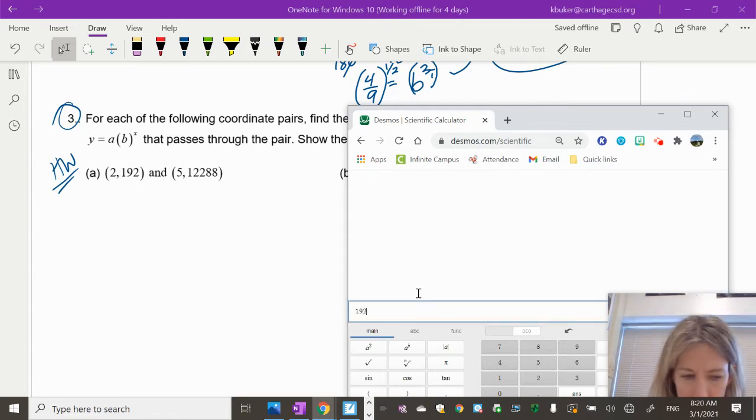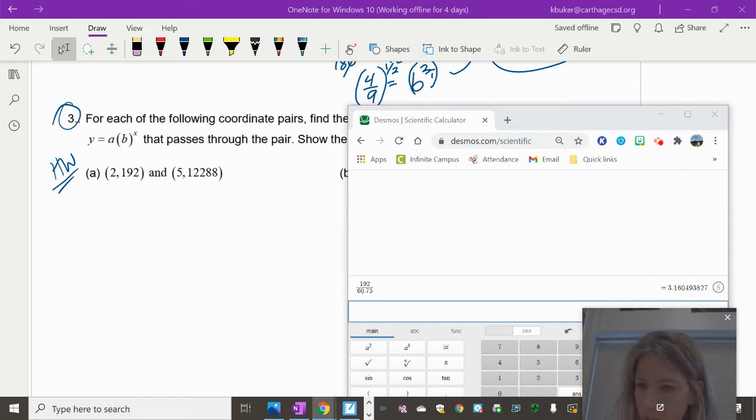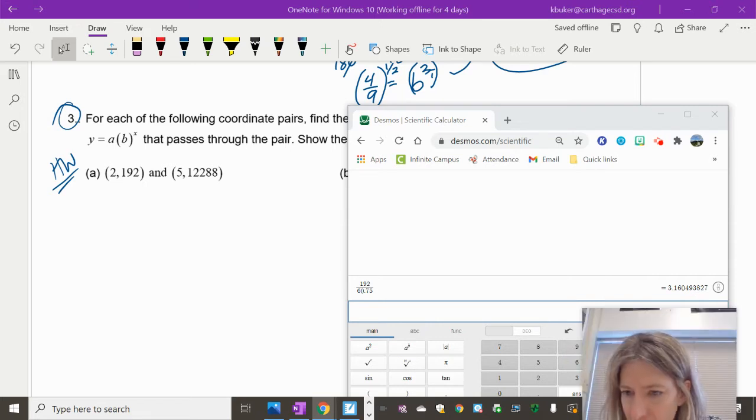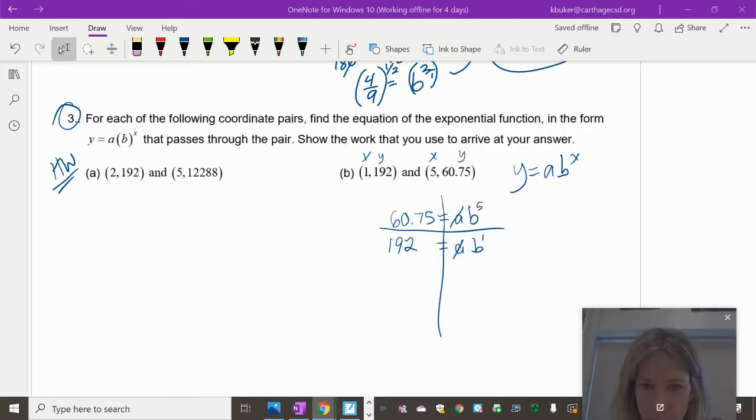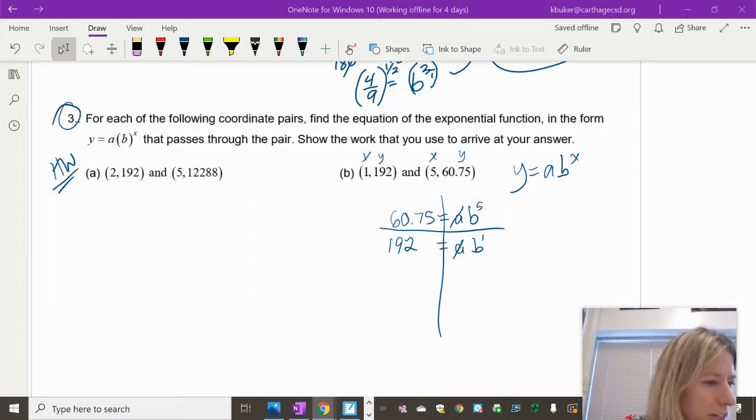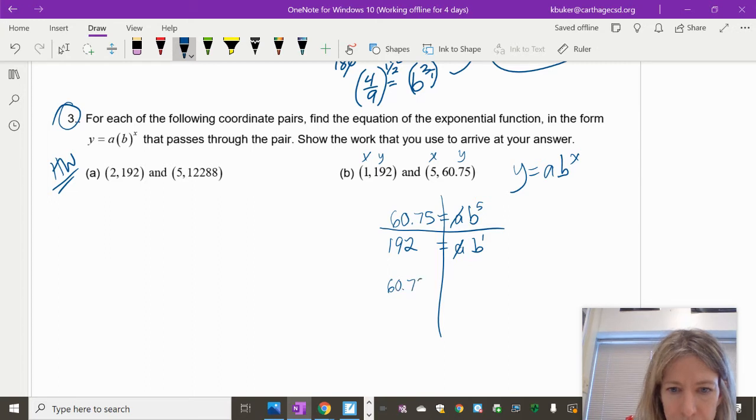So 192 divided by 60.75. Enter. And, oh, this gives me what looks like a fraction that's not very pretty. It looks irrational. It should be rational because it's a fraction. So I'm just going to leave it as this value. Okay, I'm just going to work with this fraction then because my decimal didn't come out pretty and it doesn't tell me to round. So to get my exact answer, I want to leave it like this. All right, when I subtract exponents, I get b to the 4th power.